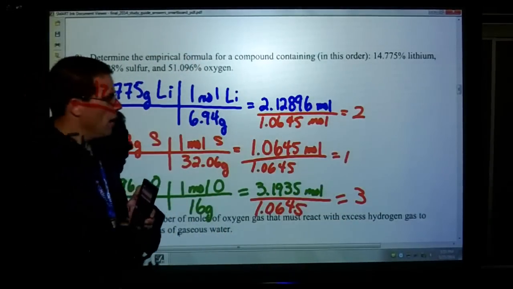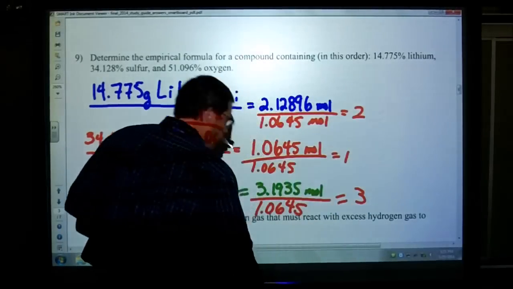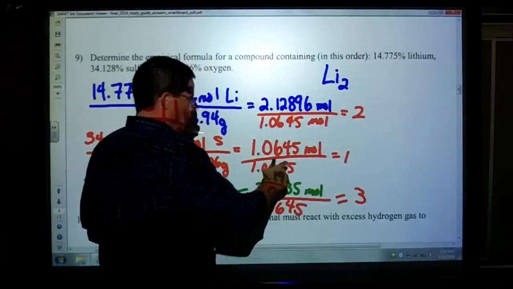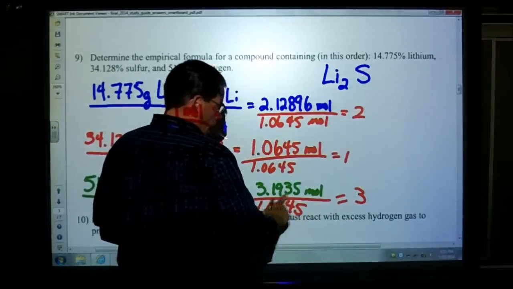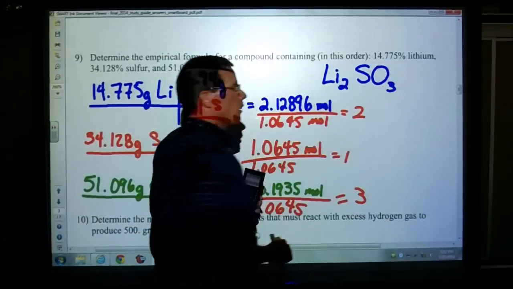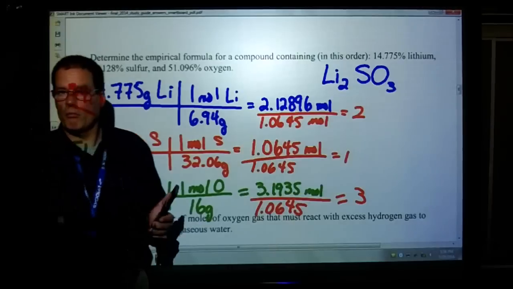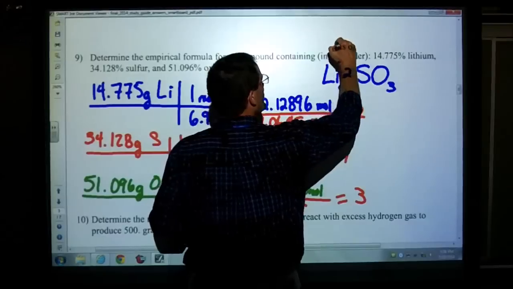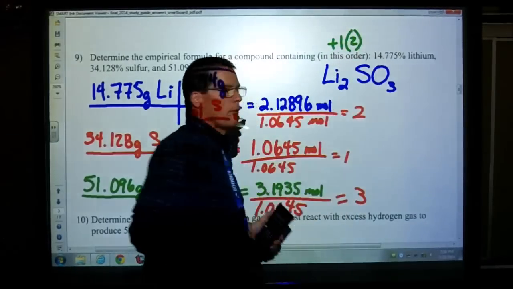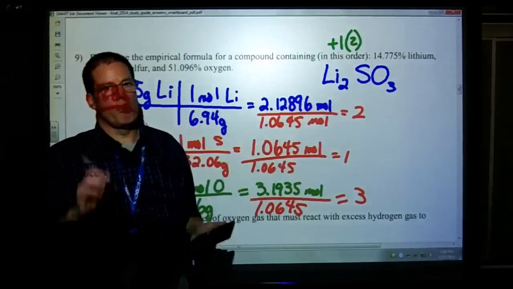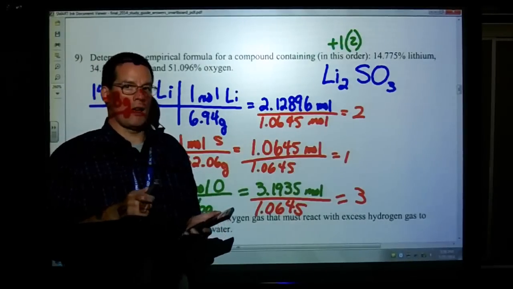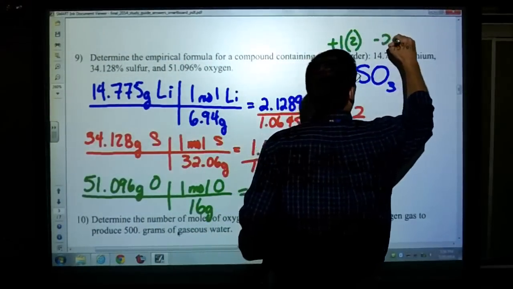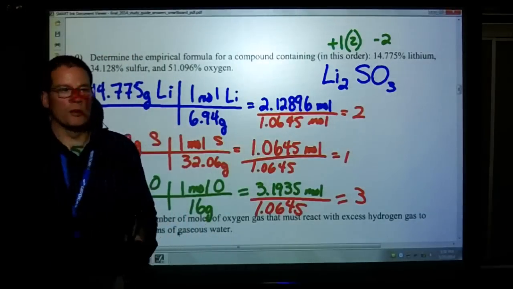So once we have our ratio, now we can put this together. I have lithium, 2 of those. Sulfur, I have 1 of those. Oxygen, I have 3 of those. So Li2SO3. And if you have a metal with a non-metal, you can check charges. Lithium has a +1 charge, and there's 2 of those. SO3 is not one of our polyatomics, but we did talk about what happens if you remove an oxygen. That's not sulfate, but sulfite, and sulfite has a -2 charge. So this is balanced as written.